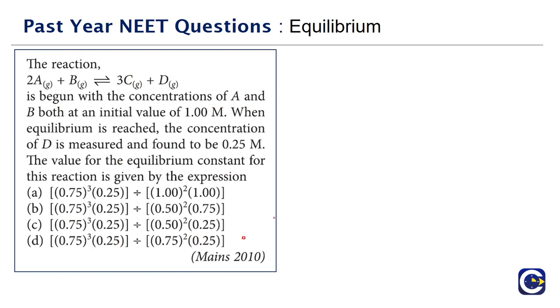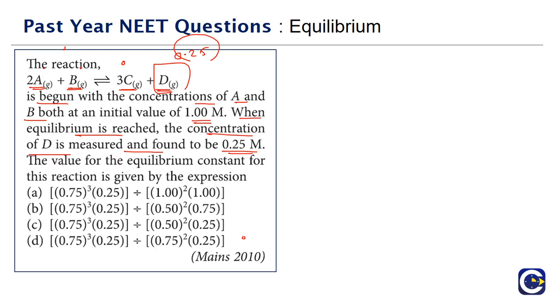Next we have a kind of straightforward question that has come in the Mains 2010 on the equilibrium constant expression. The reaction 2A plus B gives rise to 3C plus D is begun with concentration of A and B both initial 1 molar. When equilibrium is reached, the concentration of D is measured to be 0.25, meaning the final concentration of D is given. Using this we can find the concentration of C, A, B at equilibrium. So we will see how we can find it.